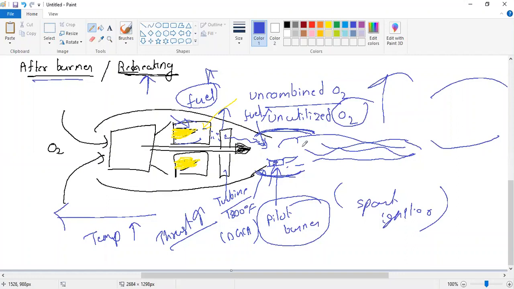But look at the afterburner. Is there any turbine at the end? There is no turbine, so I need not bother about this temperature rise. You need not bother about the temperature rise. Just increase the amount of fuel. Let the gases show the flame. If you have seen videos of the afterburner, you can clearly see the flame at the back of the engine.